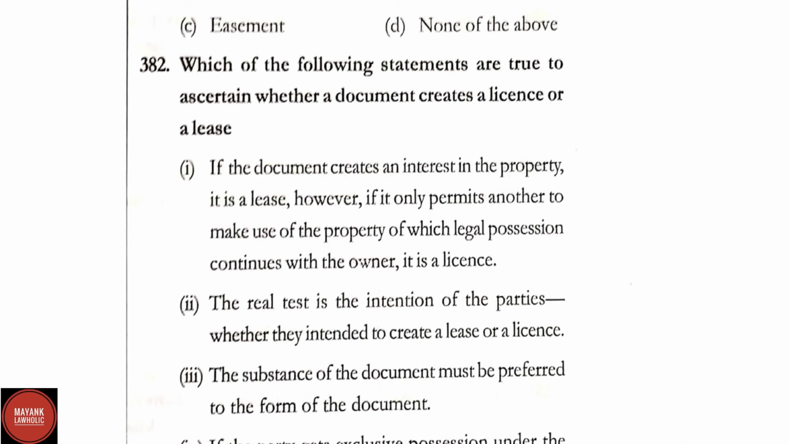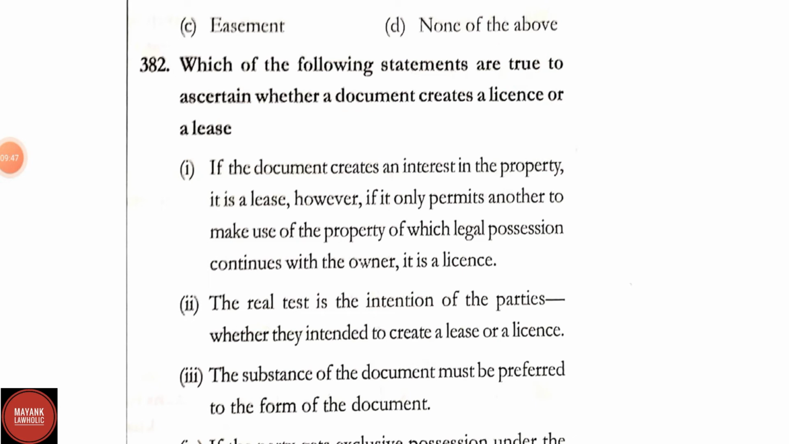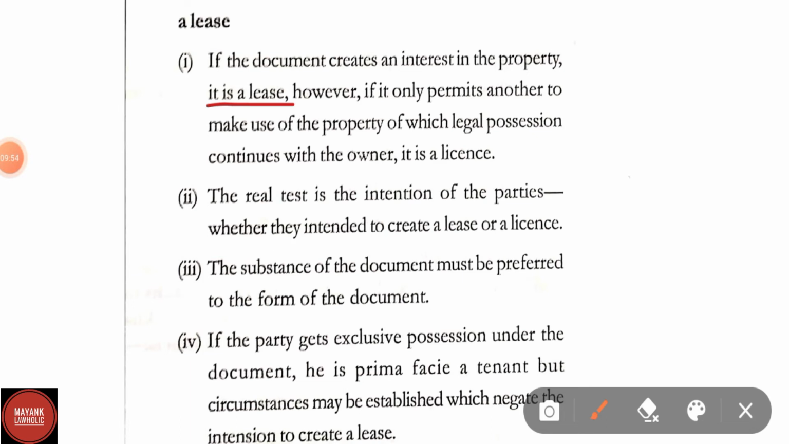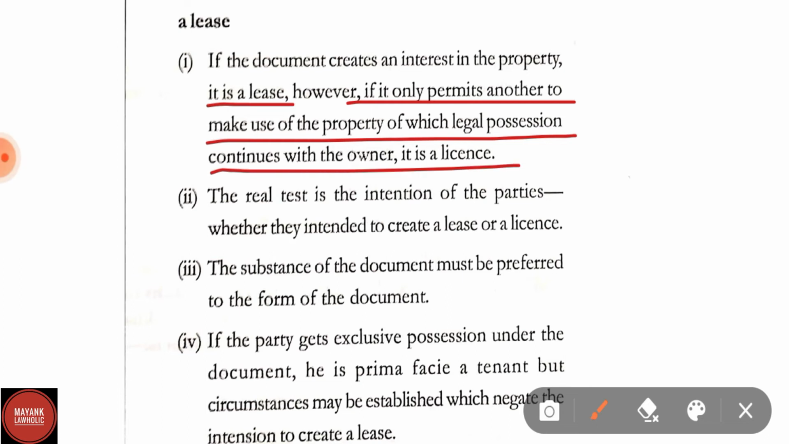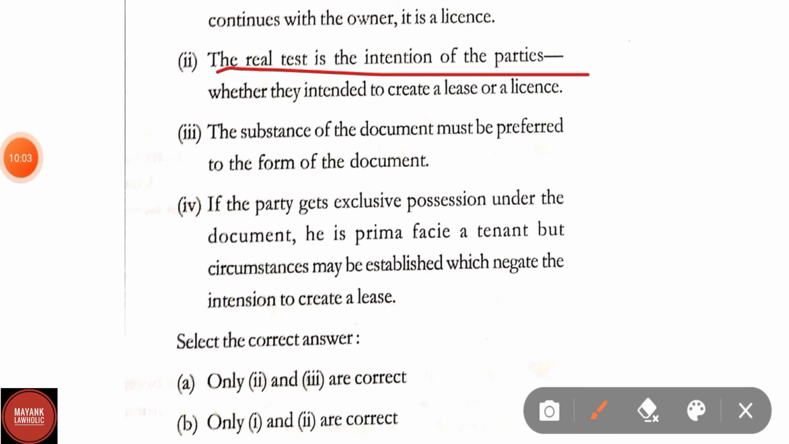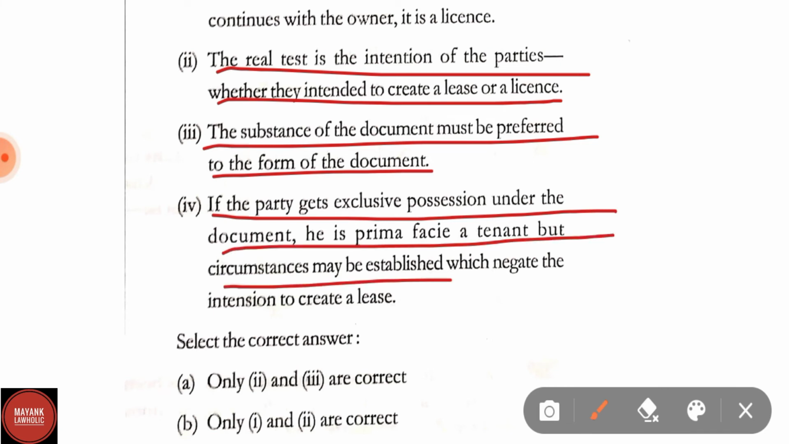Question number 382. Which of the following statements are true to ascertain whether a document creates a license or a lease? Options are: if the document creates an interest in the property, it is a lease. However, if it only permits another to make use of property of which legal possession continues to be with the owner, it is a license. Option B, the real test is the intention of the parties, whether they intend to create a lease or a license. Option third, the substance of the document must be preferred to the form of the document. Option fourth, if the party gets exclusive possession under the document, he is prima facie a tenant, but the circumstances may be established which negate the intention to create a lease.